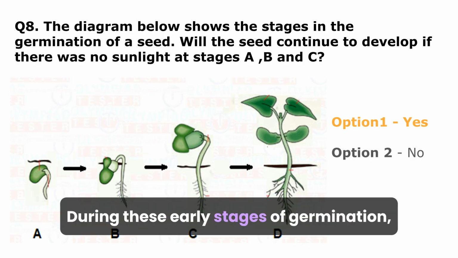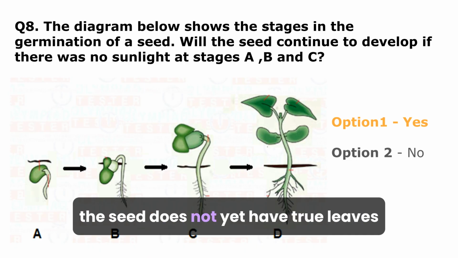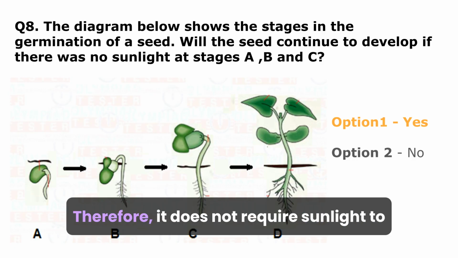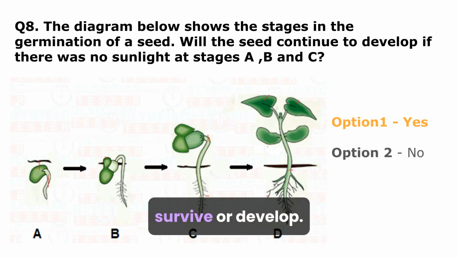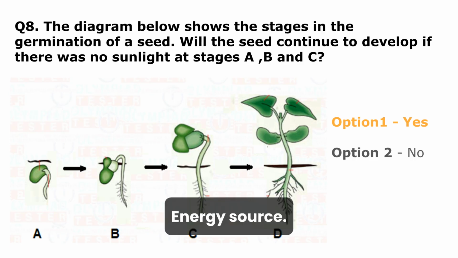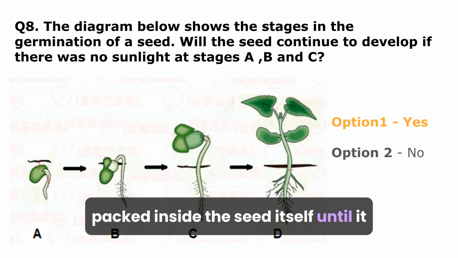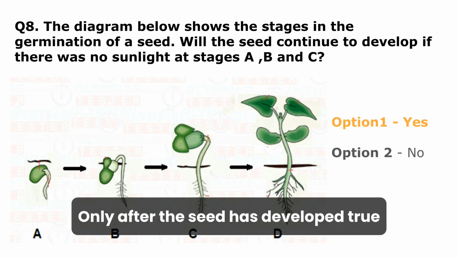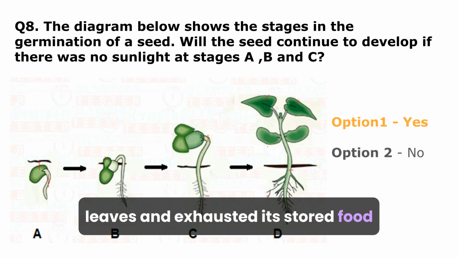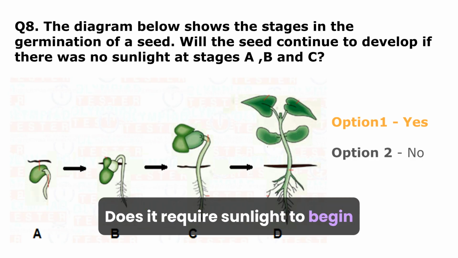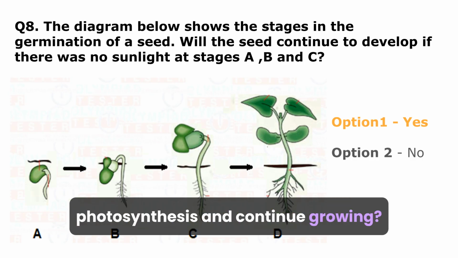During these early stages of germination, the seed does not yet have true leaves capable of performing photosynthesis. Therefore, it does not require sunlight to survive or develop. Energy source. The seed relies entirely on the nutrients packed inside the seed itself until it reaches stage D. Only after the seed has developed true leaves and exhausted its stored food supply, usually around stage D, does it require sunlight to begin photosynthesis and continue growing.